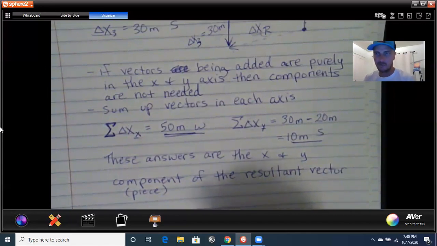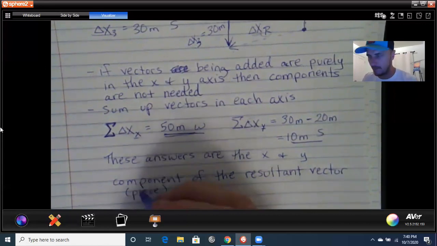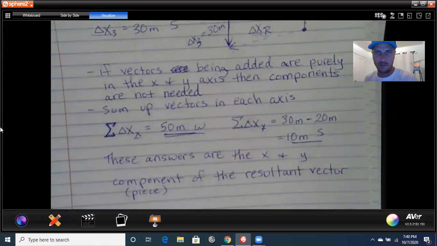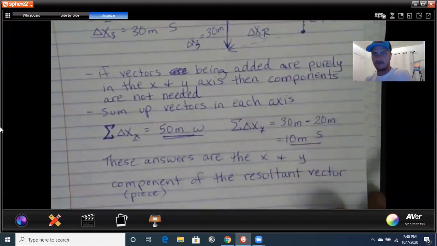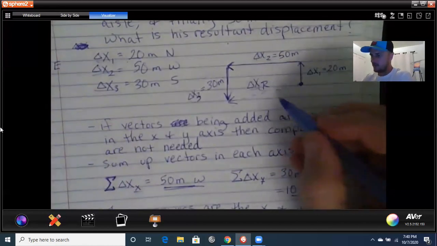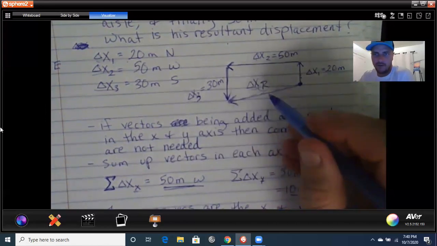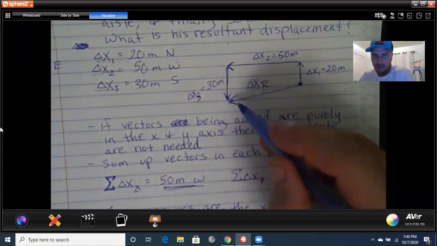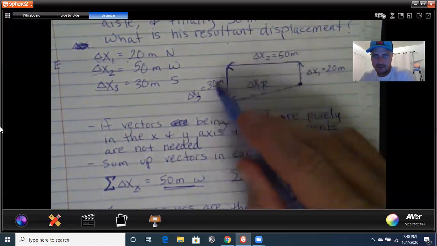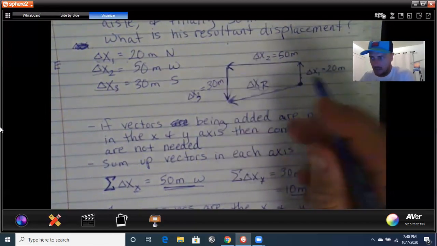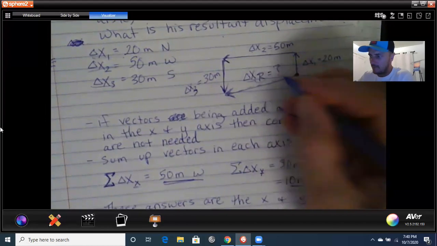Okay, I misspelled piece. I always mess up with my I's and my E's. I apologize if I did. So the x and y piece of the resultant vector. So what does it mean? This is what I mean. Here's my resultant vector. Yes, there it is. I don't know what value that is. It looks like it's probably a little more than 50. Maybe it's 55 based on these lengths that I have, but I don't know what it is. I need to find it, but no problem.